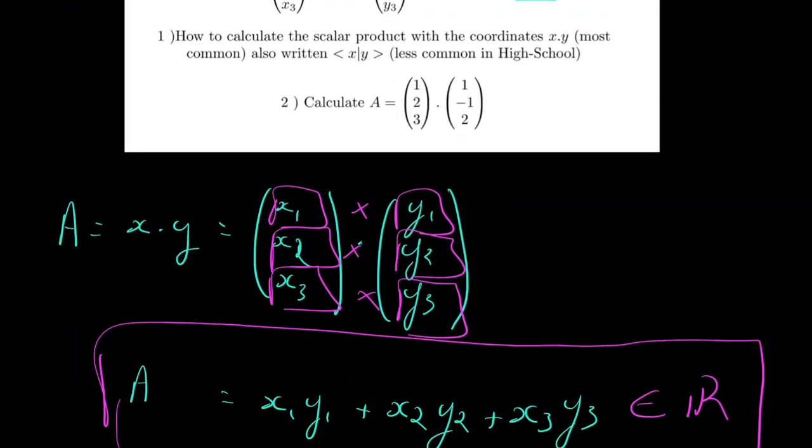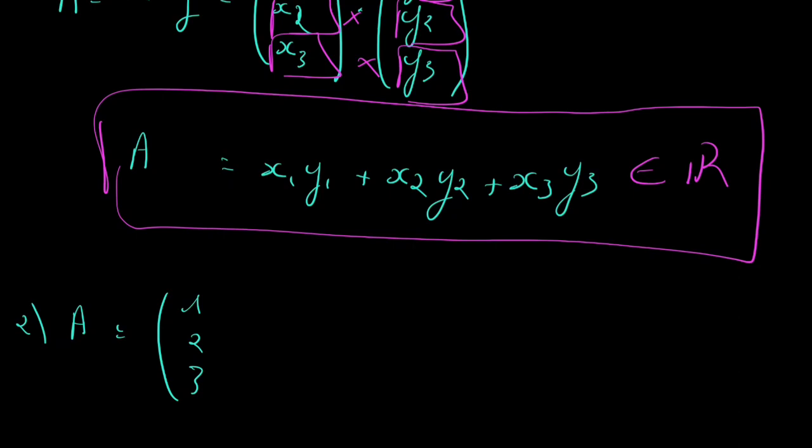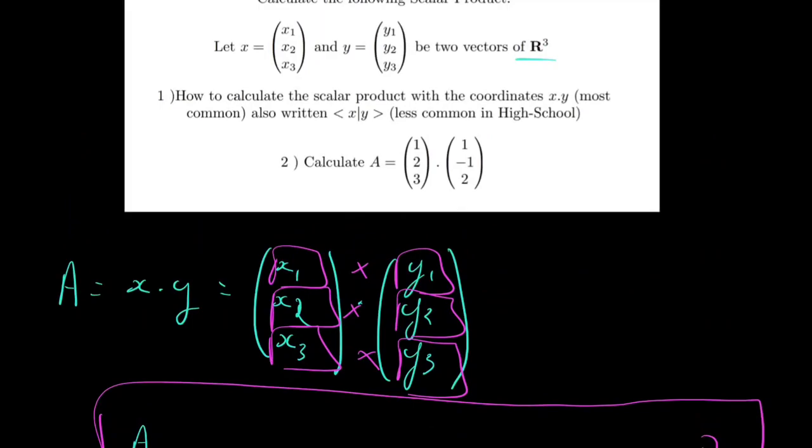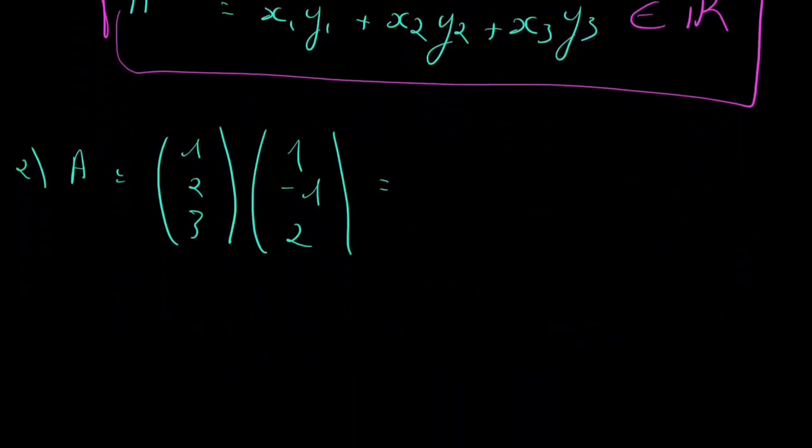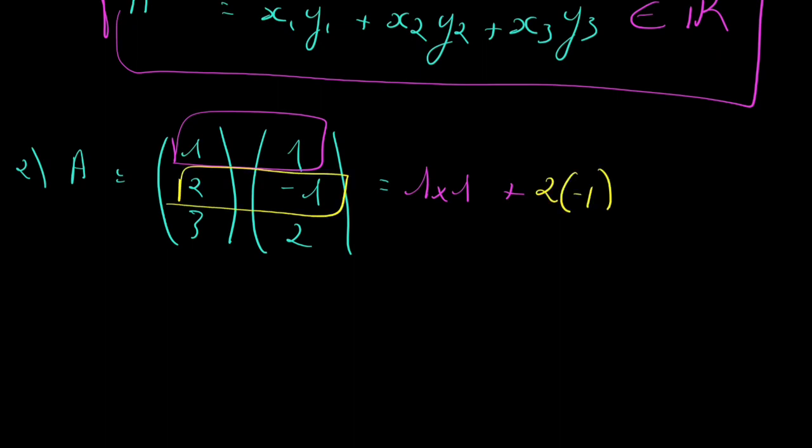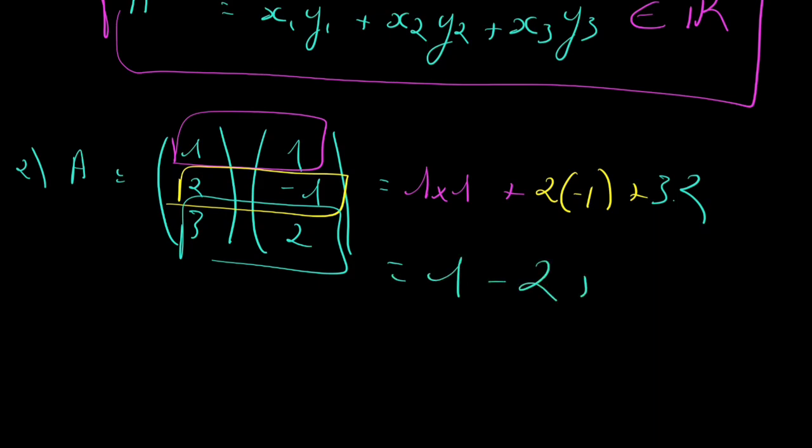So now let's apply this to the scalar product A, which is equal to the scalar product of (1, 2, 3) and (1, -1, 2). As I said, I just have to multiply each coordinate between each other. So this gives me 1 times 1 plus 2 times minus 1 plus 3 times 2. That gives me 1 minus 2 plus 6. Okay, and this gives us 5. So A is equal to 5.